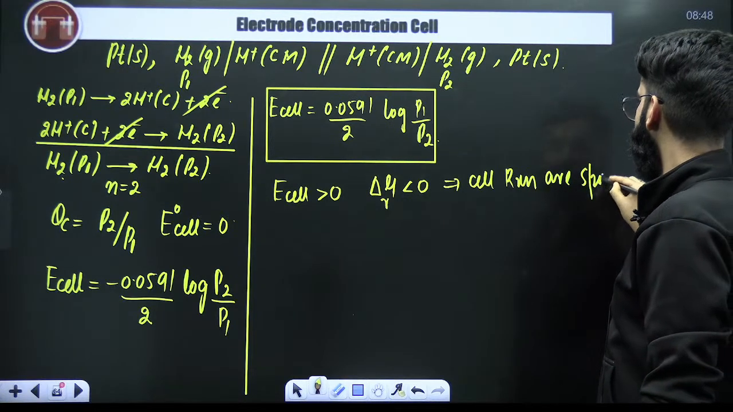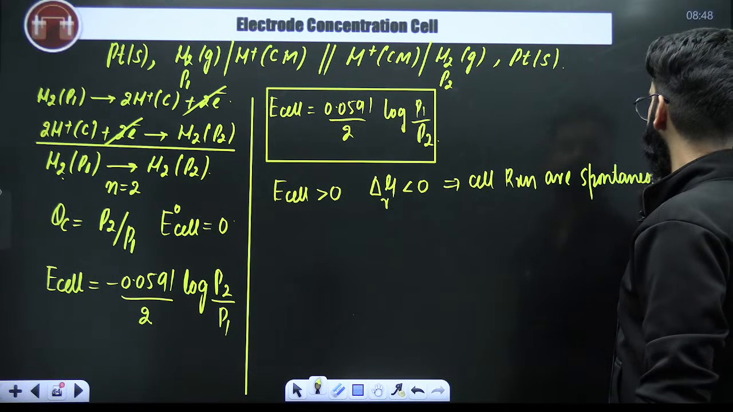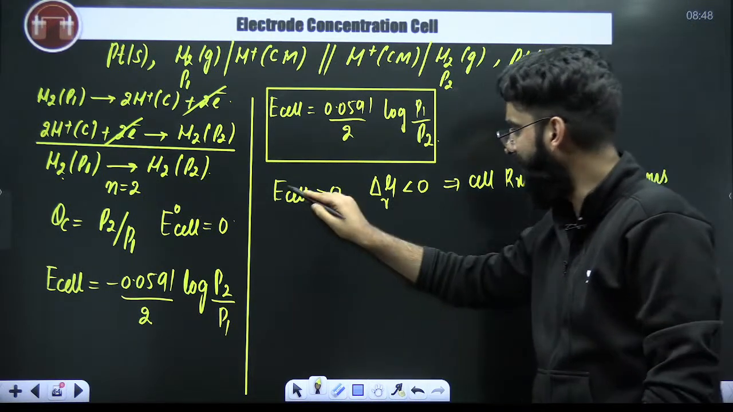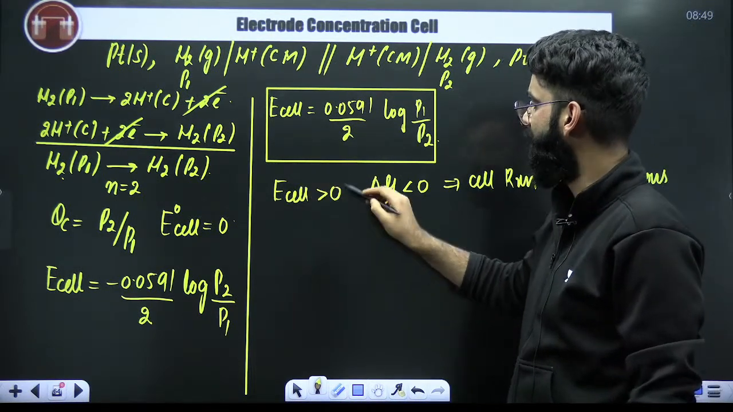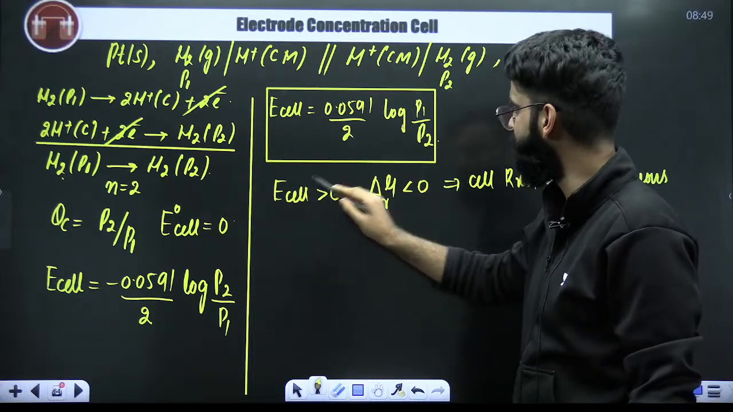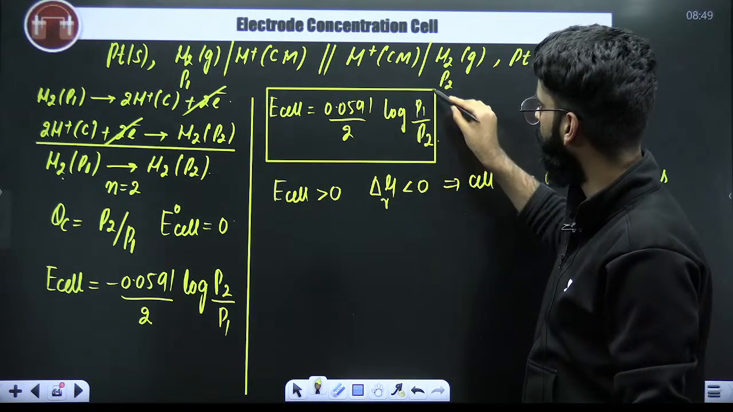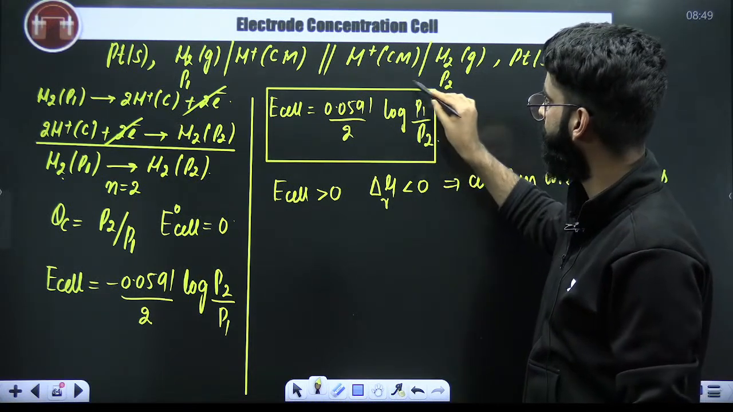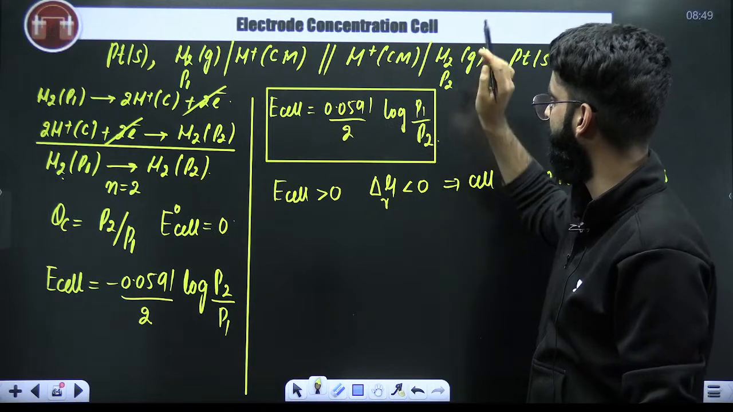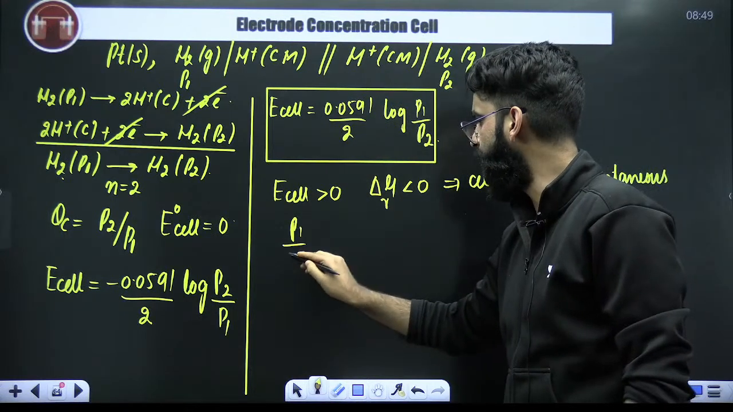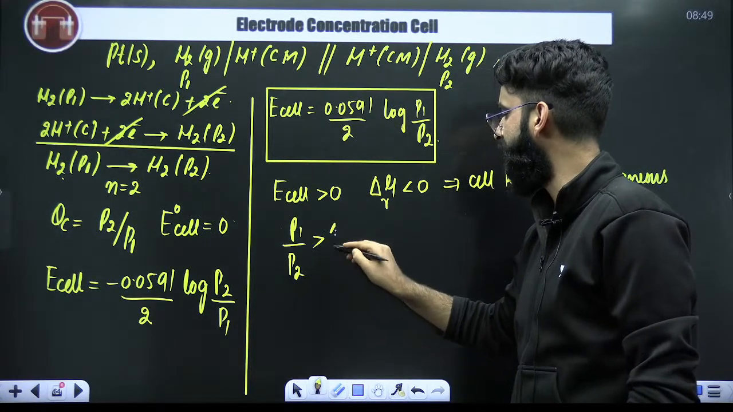Now tell me one thing. When will this particular E cell be greater than 0? I'll say E cell will be greater than 0 only if this particular term is greater than 0. When will log of P1 by P2 be greater than 0? When the value of P1 divided by P2 is greater than 1.